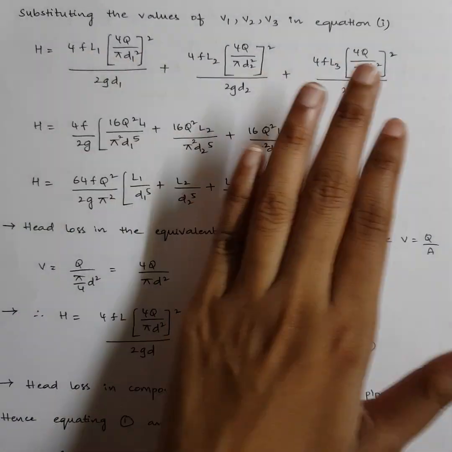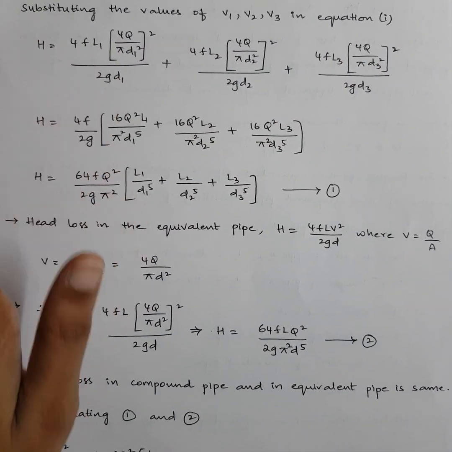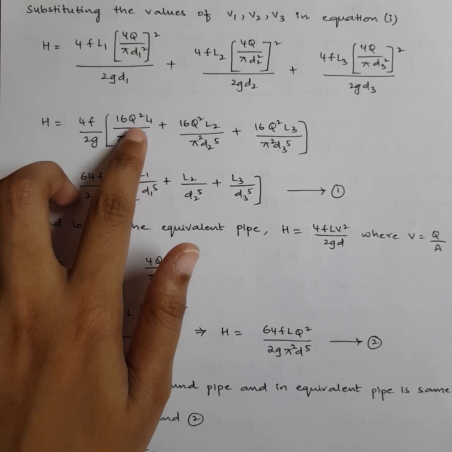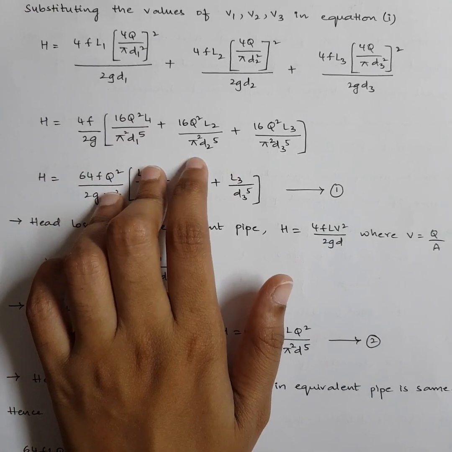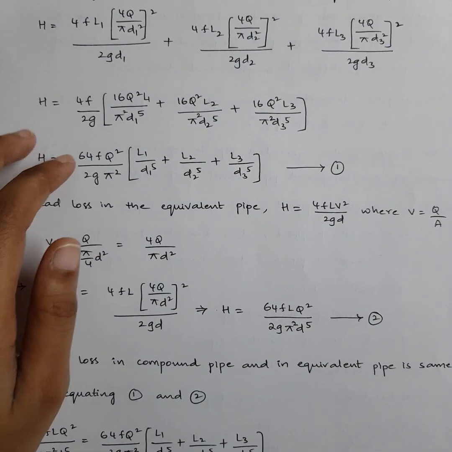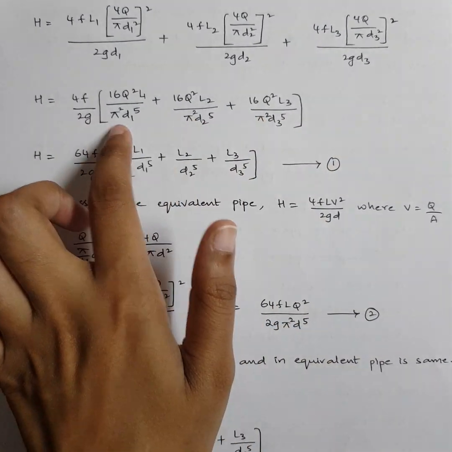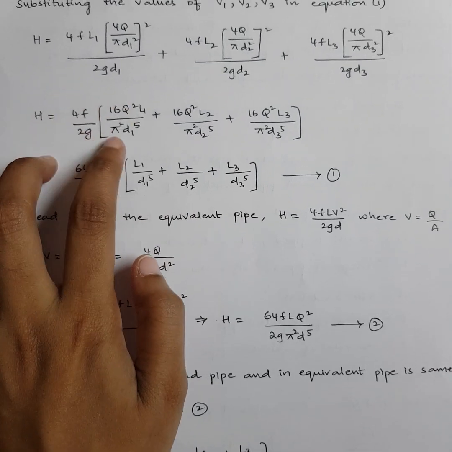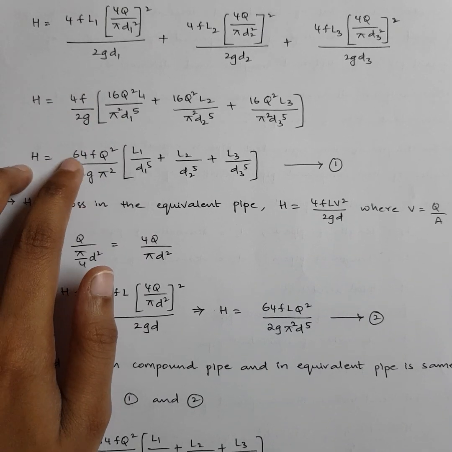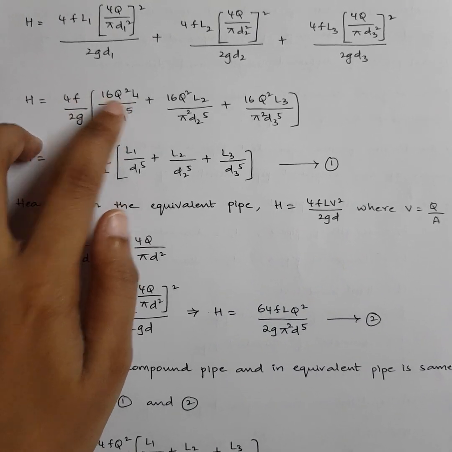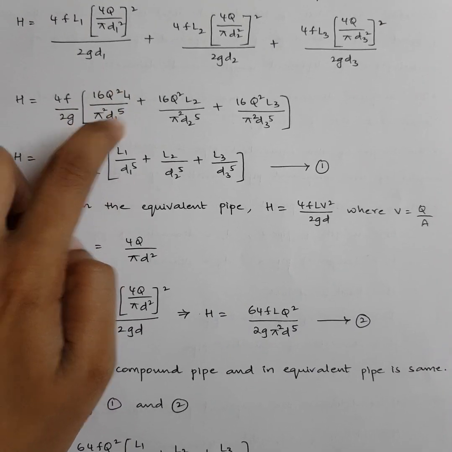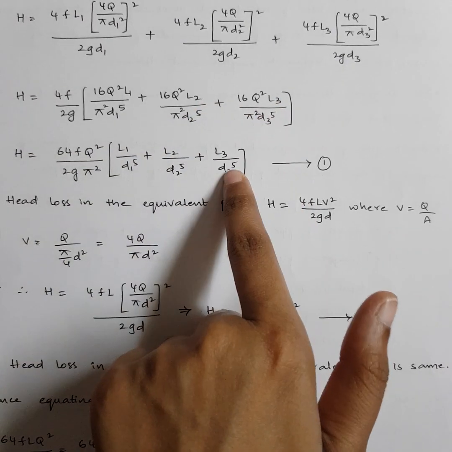Out of all these terms you can take out 4f by 2g first common. So if you take out 4f by 2g common, it will be 16Q square by pi square D1 power 5 into L1 plus 16Q square L2 by pi square D2 power 5 and 16Q square L3 by pi square D3 power 5. Then what can you take common from these three terms? You can take out 16Q square and pi square common. So already there is 4 outside, so when 16 comes out it will become 64. 64 f Q square by 2g pi square is common. So inside it will be L1 by D1 power 5 plus L2 by D2 power 5 plus L3 by D3 power 5.